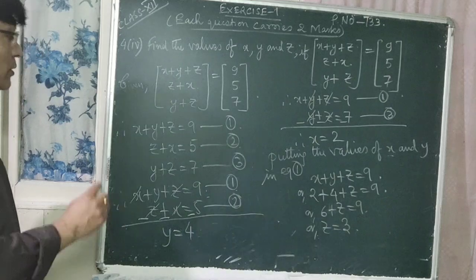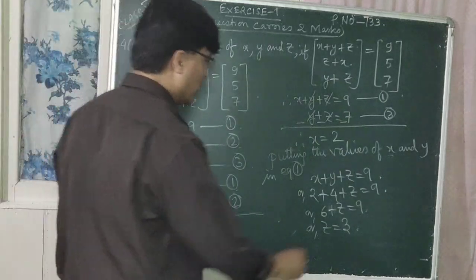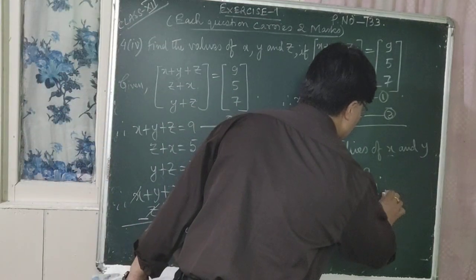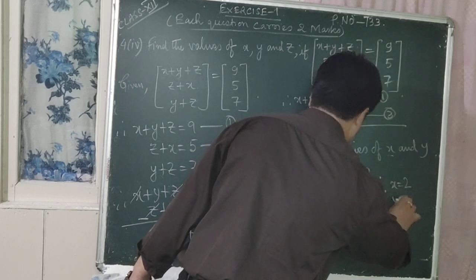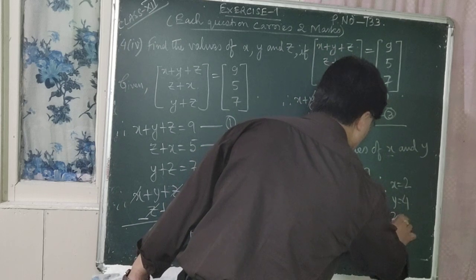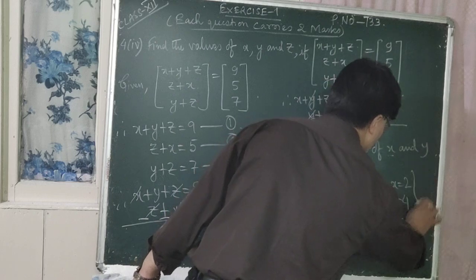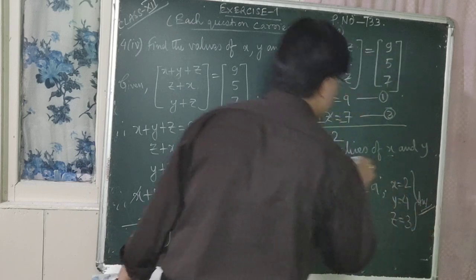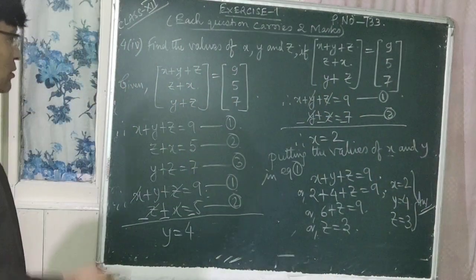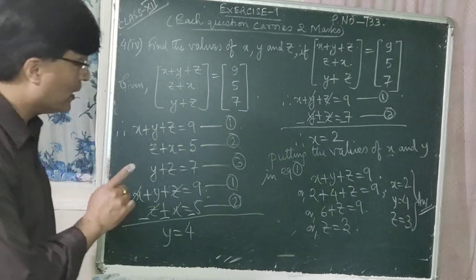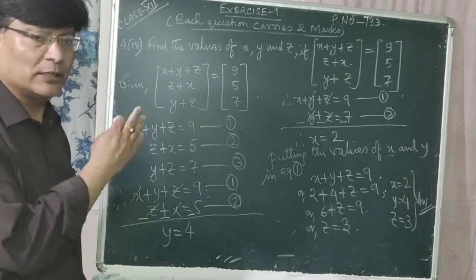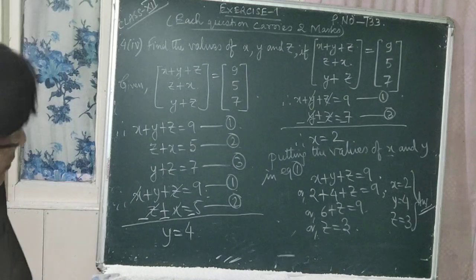Okay. So now let us write down the answers here. What are the answers? x is equal to 2, y is equal to 4, and z is equal to 3. So these are the answers. So you can copy it.